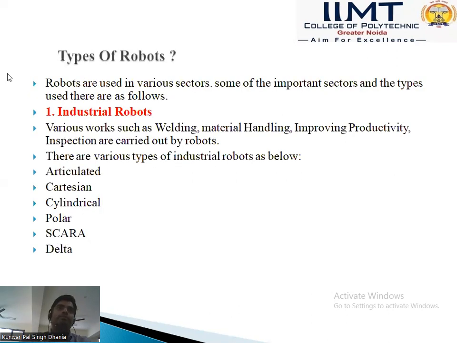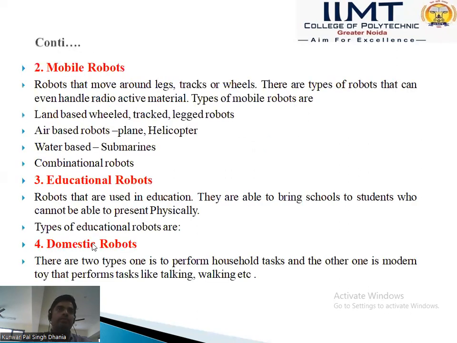Types of robots. Robots are used in various sectors. Some of the important sectors they are used in. The first one is industrial robots. Various work such as welding, material handling, improved productivity, and inspection are carried out by the robot. There are various types of industrial robots: articulated, Cartesian, cylindrical, polar, SCARA, Delta. So these are the types of industrial robots.